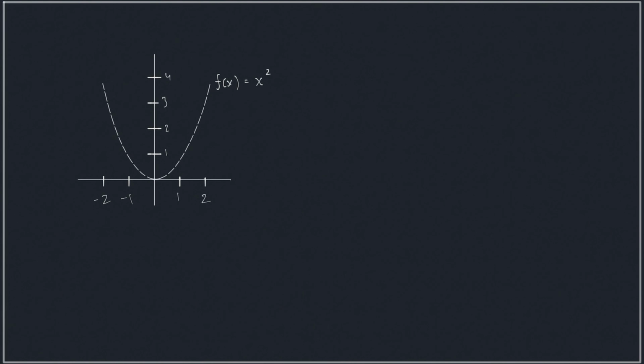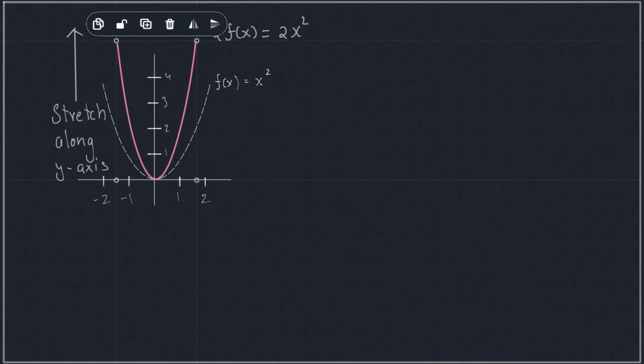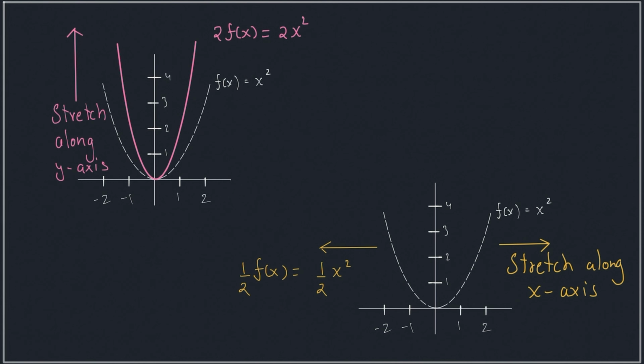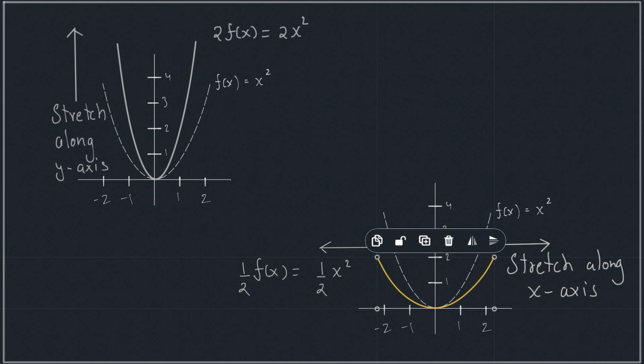If I want to vertically stretch my graph by a certain factor, I need to multiply the entire function by that coefficient. For example, I want to amplify all my outputs by a factor of 2. Therefore, I multiplied the entire function by 2 on the outside, and it became 2x squared. On the other hand, to cause a horizontal stretch or stretch along the x-axis, I need to divide the entire function by a certain coefficient. For example, here I divided my entire function by 2 and my graph got stretched horizontally by a factor of 2.